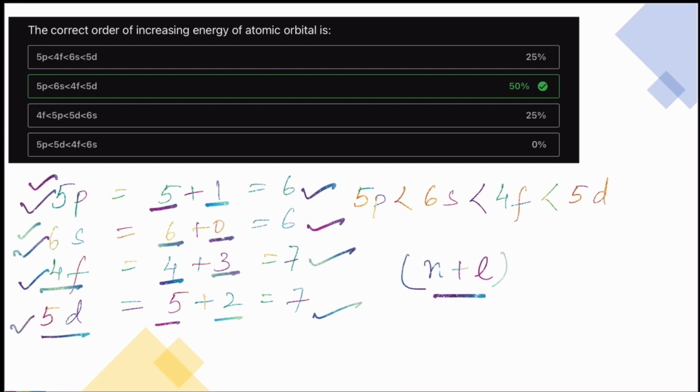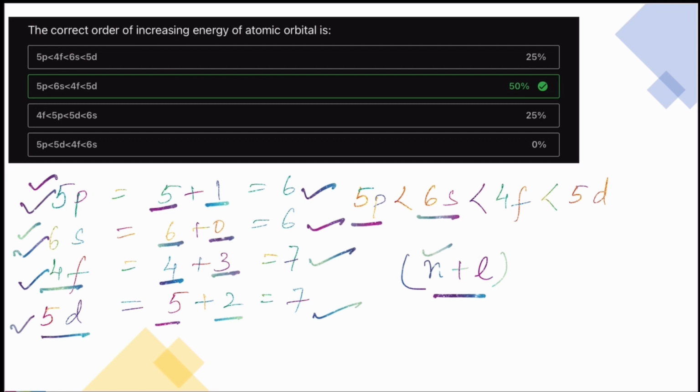तो इन दोनों में से कम एनर्जी किसकी होगी? Out of these two, the one having lower value of n will have lesser energy. तो lower value of n किसकी है? 5p की. So 5p has lesser energy than 6s. And then again 4f की n plus l value ज़्यादा है. So the energy for 4f will be greater than 6s. 5d की भी n plus l की वैल्यू ज़्यादा है तो उसकी भी एनर्जी ज़्यादा होगी.